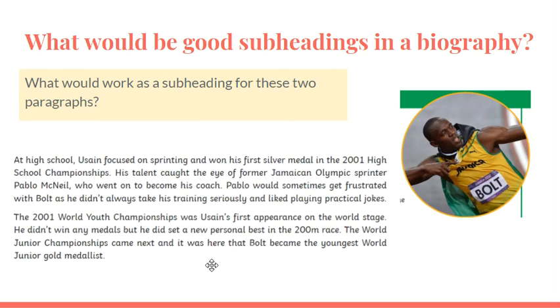At high school, Usain focused on sprinting and won his first silver medal in the 2001 high school championships. His talent caught the eye of former Jamaican Olympic sprinter Pablo McNeil, who went on to become his coach. Pablo would sometimes get frustrated with Bolt as he didn't always take his training seriously and liked playing practical jokes. The 2001 World Youth Championships was Usain's first appearance on the world stage. He didn't win any medals, but he did set a new personal best in the 200-metre race. The World Junior Championships came next, and it was here that Bolt became the youngest world junior gold medalist.